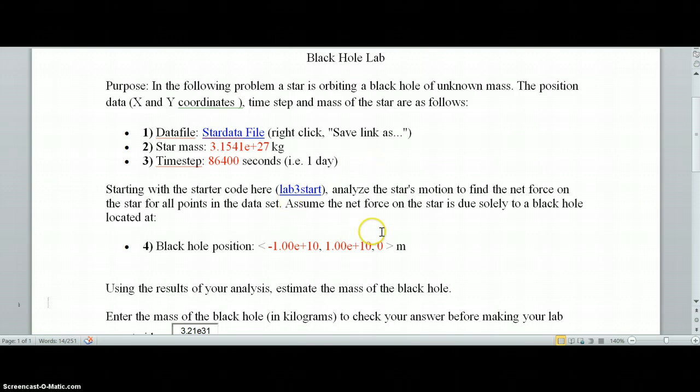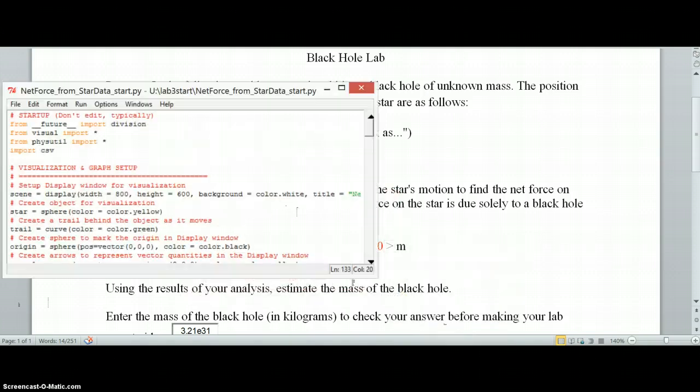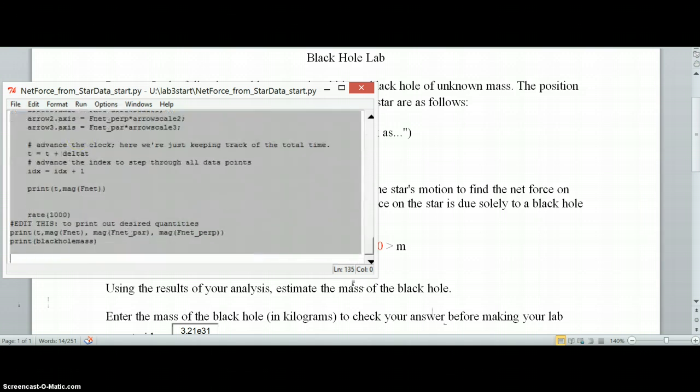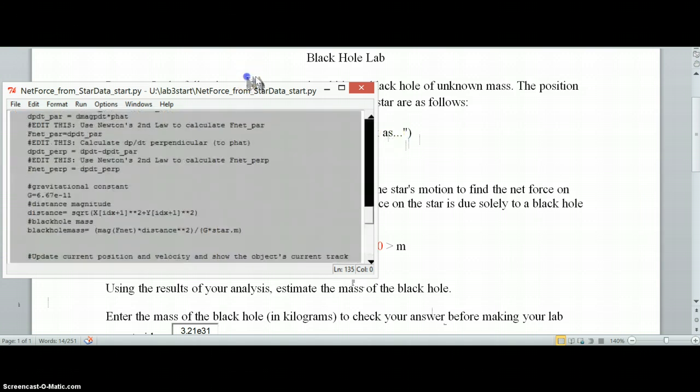And then we were to use the VIDLE program to analyze the star's motion and be able to use that information to find the mass of the black hole. So in VIDLE, use the starter program, and a few things that I had to change relative to my system was the mass of the star had to be added in, and changed from what it was initially to be accurate. So that was done. Same thing with the delta T, changed to the appropriate amount.